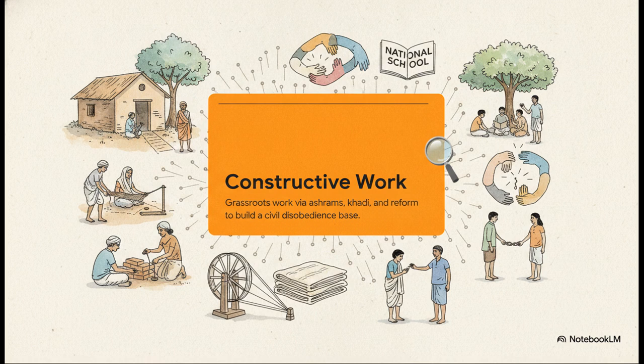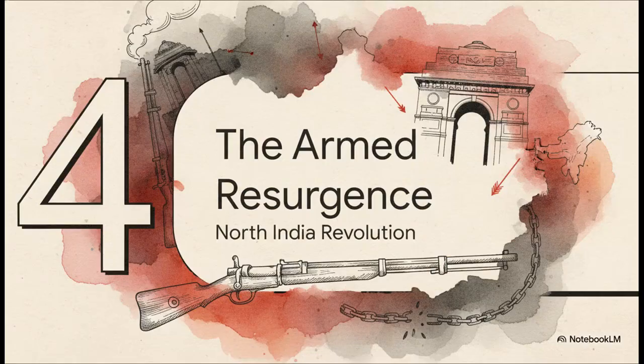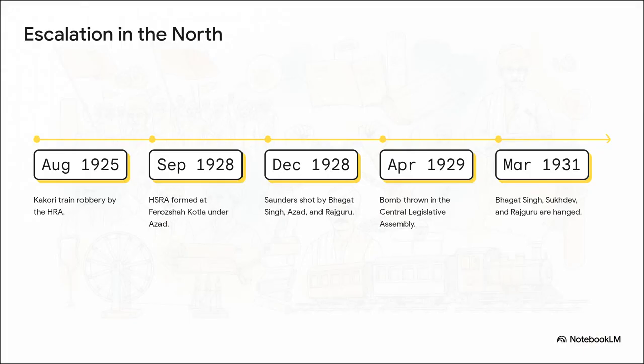Sure, it wasn't flashy, but this grassroots organizing fundamentally connected the national movement directly to the everyday masses. Next up, Section 4, the armed resurgence, specifically the revolution brewing in North India. Now, there was a faction of younger activists who were profoundly dissatisfied with the strategy of nonviolence. It really kicked off with the Hindustan Republican Association, or HRA.